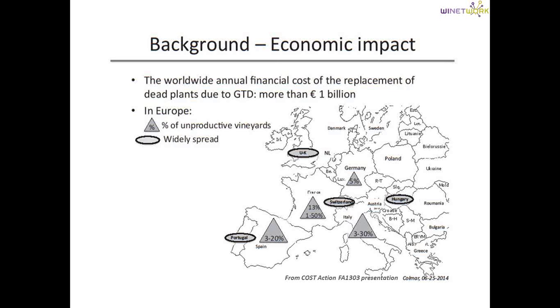Just to give you an idea of how GTD can interfere with the economy of viticulture, this slide shows an estimation of the economic losses due to the presence of GTD in viticulture. Considering only the cost of replacing the dead vines, it is about a billion euros.